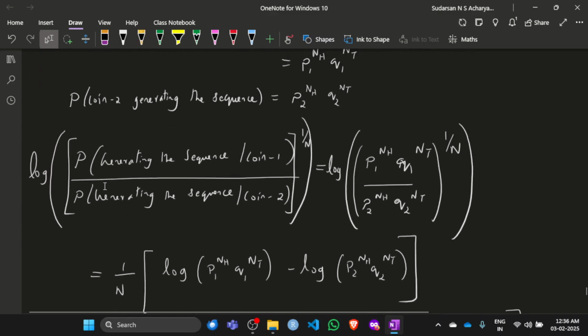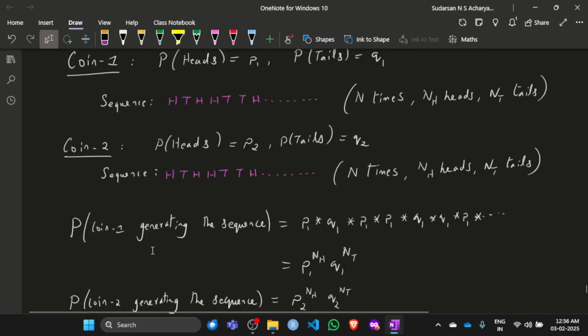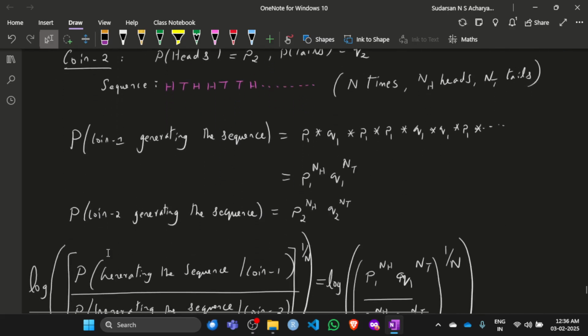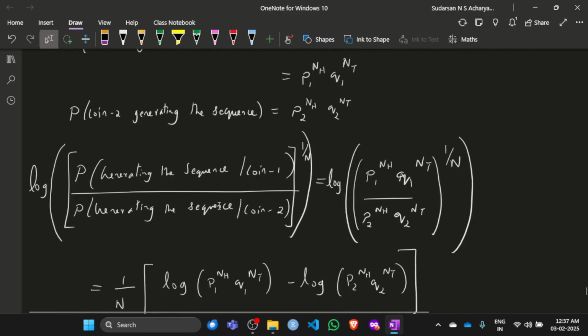Now keep in mind what it is that we have done here. There is a sequence that is generated by coin 1. We are asking the question, how likely is it for coin 2 to generate the same sequence? How do we calculate that? We calculate the likelihood ratio. So the numerator is the probability that coin 1 generates the sequence. The denominator is the probability that coin 2 generates the same sequence. This is the likelihood ratio. This will be equal to 1 if coin 1 and coin 2 have identical probabilities. That is, p1 is equal to p2, q1 is equal to q2 of generating heads and tails respectively.